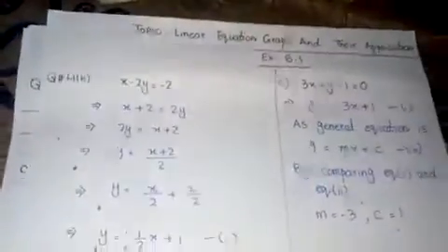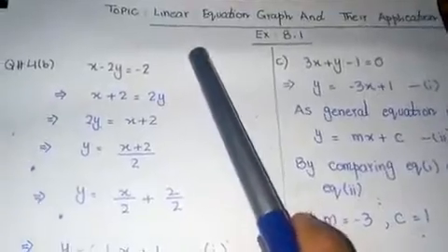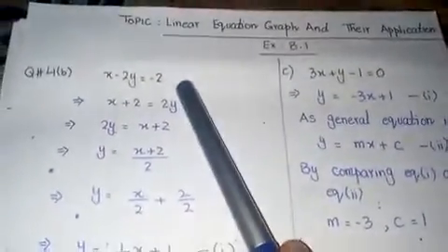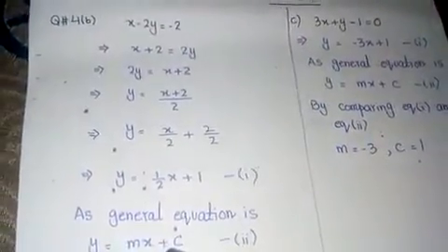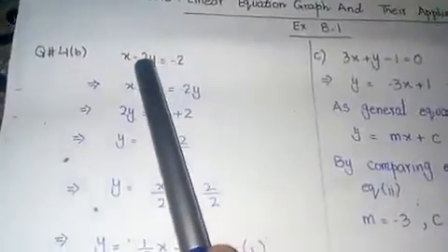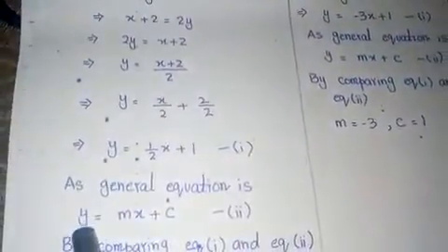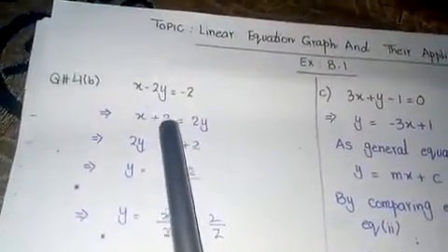Here we have to find the values of m and c. Here we have part B of question number 4: x minus 2y is equals to minus 2. And we have to convert it in the form of this. Means y should be on left hand side. First of all, y is negative, but here we need y positive. So first of all, I will make it positive by changing its side.